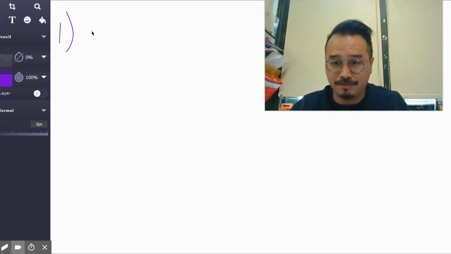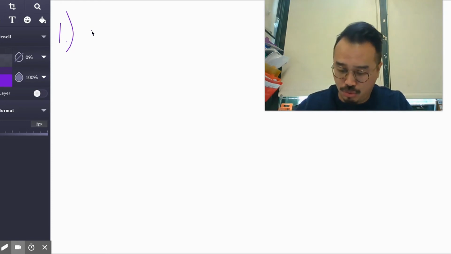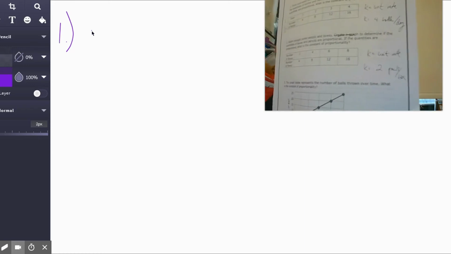How many? 4 over 2. What is that? 2. 8 over 4. What's that? 2. 12 over 6. What's that? 2. 16 over 8. What's that? 2. So there are 2 pencils per box.